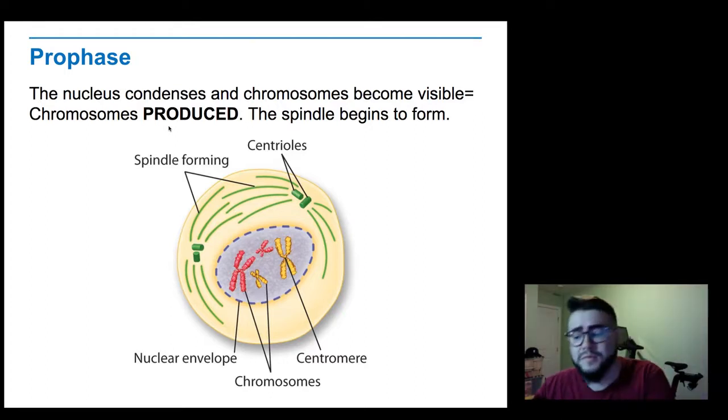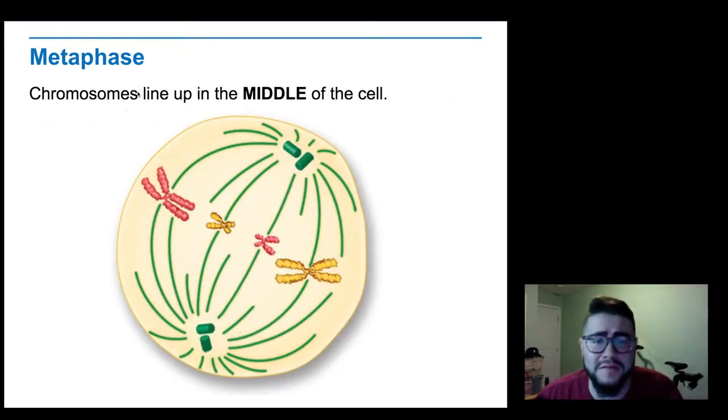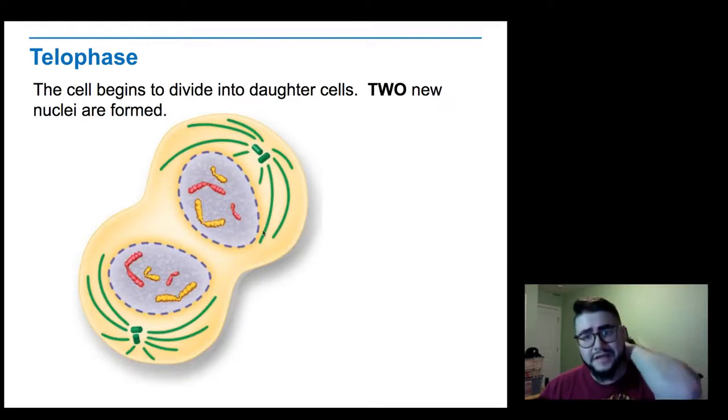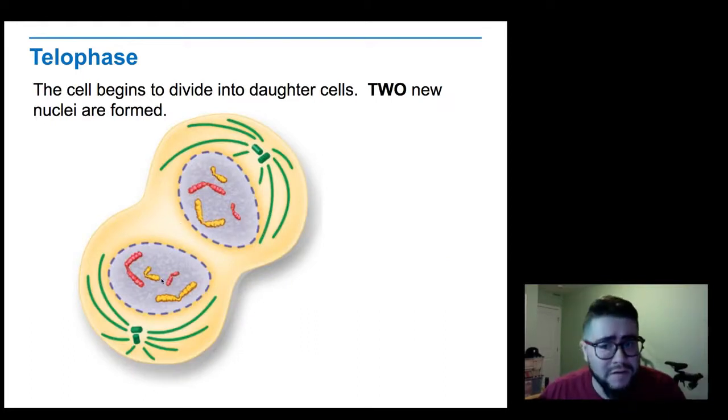Prophase P, produce chromosomes. Metaphase is when the chromosomes line up in the middle of the cell. Again, middle, M, metaphase. Next phase, anaphase. That is when the sister chromatids get pulled apart from each other, or they pull away from each other. Anaphase, chromatids get pulled away. Telophase, this is when 2 new nuclei are formed. Telophase, 2 nuclei formed. The cell's not all the way split, but the DNA is separated and it's forming its own nucleus now on each side of this larger cell.